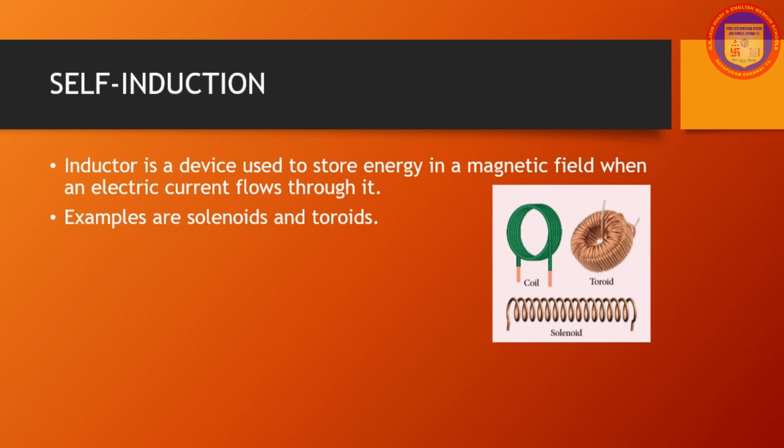Self-induction. An inductor is a device used to store energy in a magnetic field when an electric current flows through it. The examples are coils, solenoids and toroids. Inductance is the property of inductors to generate EMF due to the change in current flowing through that circuit.